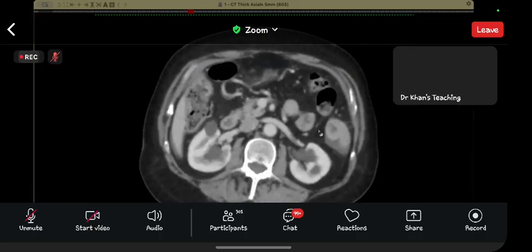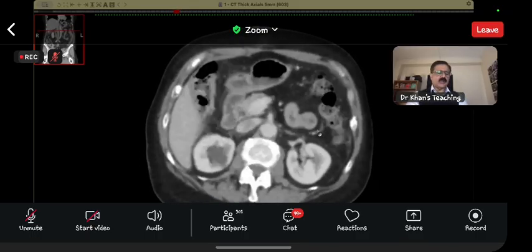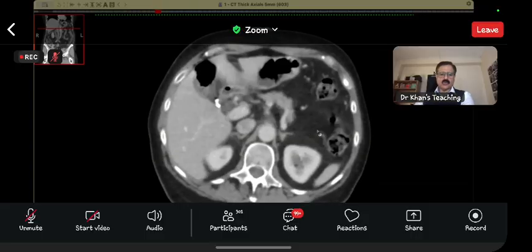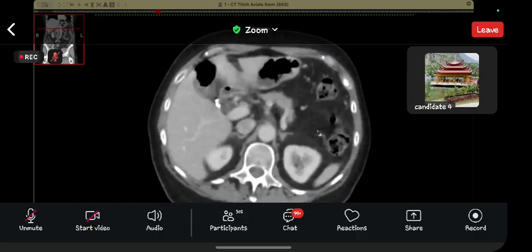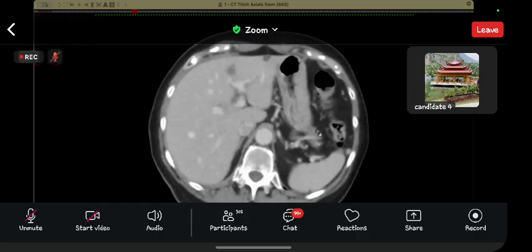I'm just scrolling first, concentrate in the liver on the right side. Just concentrate there. Yes, sir. Sir, I can see the surgical clips around the area of the gallbladder.